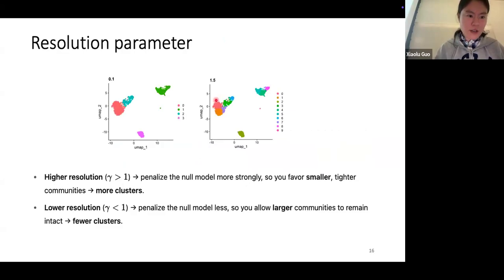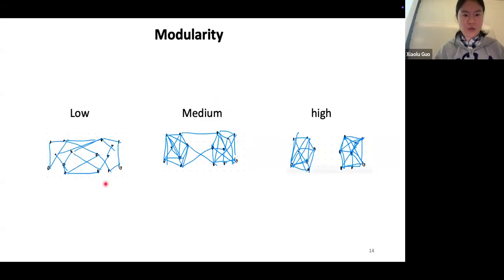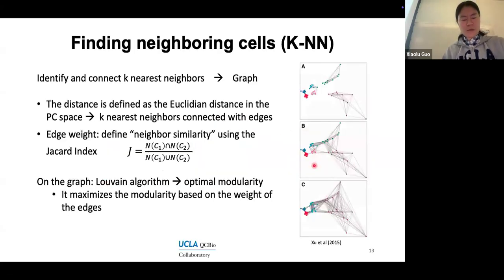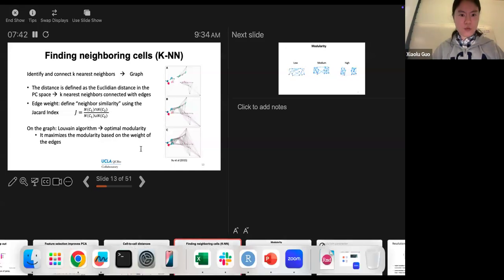And there is another parameter. We will see that in the code, and we can carefully check that later. So another parameter will also change how we optimize the modularity. And here is under different parameterization, where we can get different clusters. That's an example. And now let's get into the code.